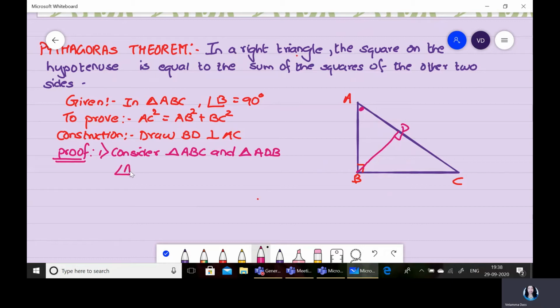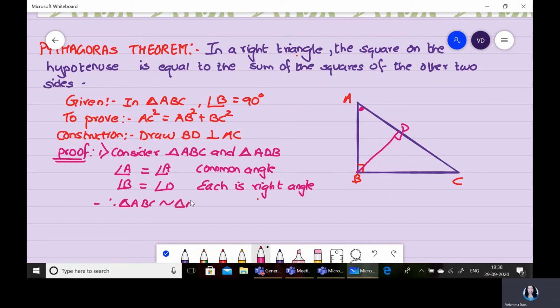Here angle A and angle A are equal because they are a common angle. Then in the bigger triangle, angle B is equal to angle D, since each is a right angle. Therefore triangle ABC is similar to triangle ADB by the AA test of similarity. So both the triangles are similar.